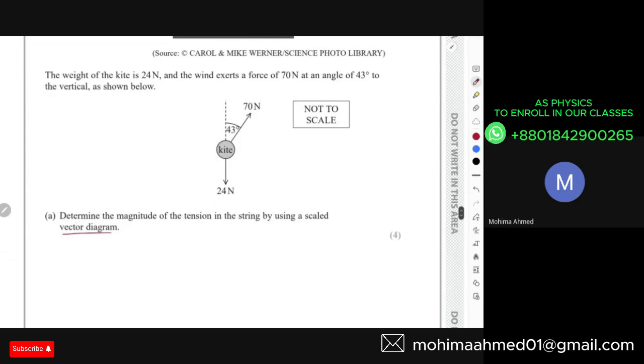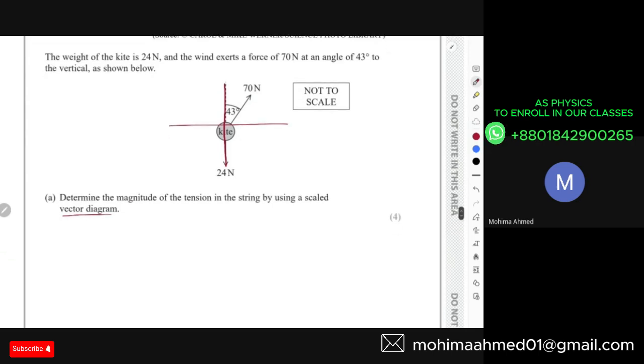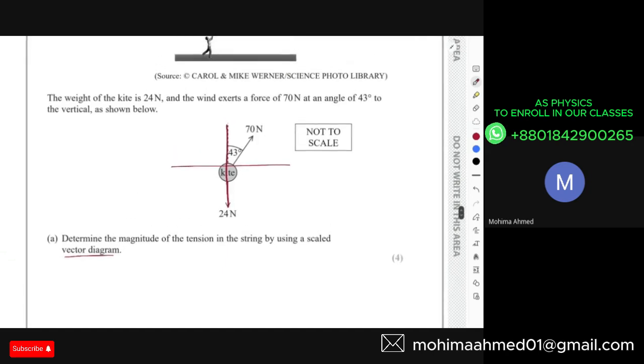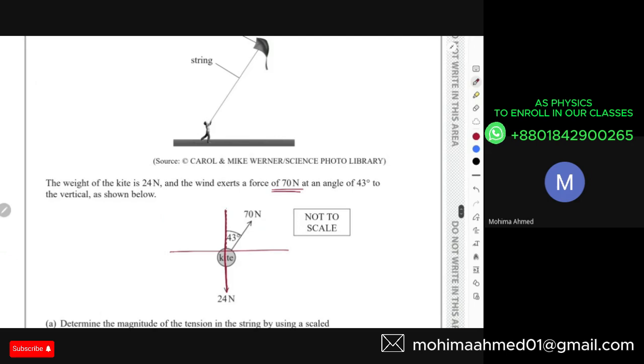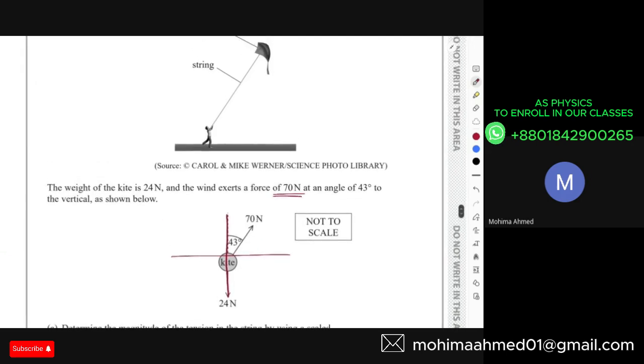Okay, I have to draw a scaled vector diagram. I can roughly understand that if I distribute this into 4 quadrants, 70 Newton was acting in the first quadrant, right? Weight is vertically downward. We need to find out the tension in the string by determining the magnitude. So wait 1 minute. What is 70 Newton? Wind exerts a force of 70 Newton. Okay, sorry. Wind exerts a force of 70 Newton over here. I want to find out the tension.